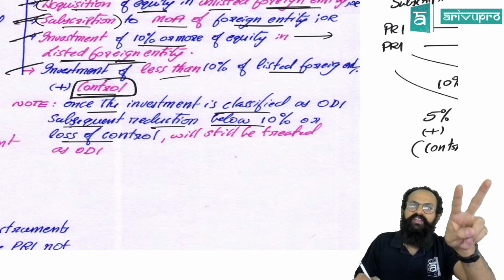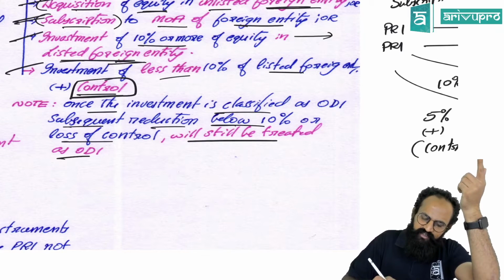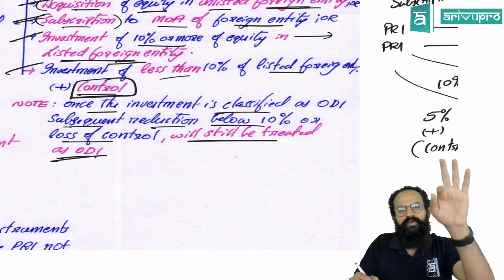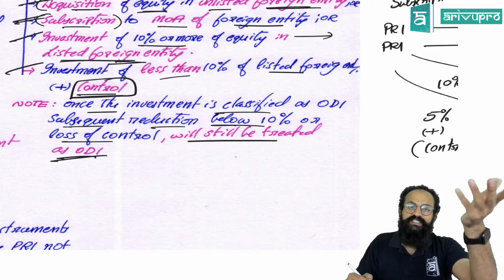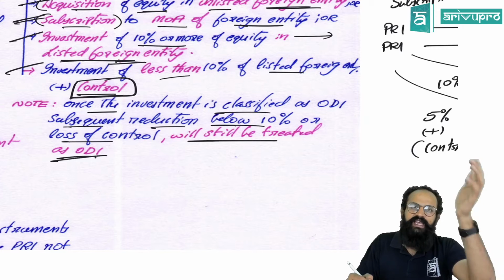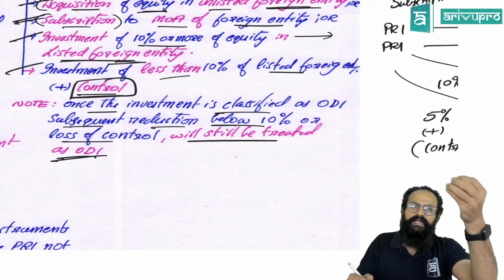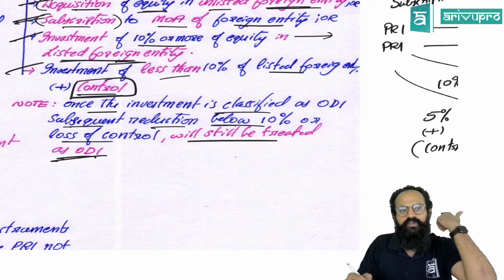In these two cases, once it was considered as ODI, it will still be treated as ODI only. So once ODI in the third and fourth case will always be ODI in the third and fourth case. Sir, what about first and second scenario? First and second scenario will always be ODI. Why? Logically think. Because there is no minimum percentage prescribed. So increase or decrease will not make any difference or change.